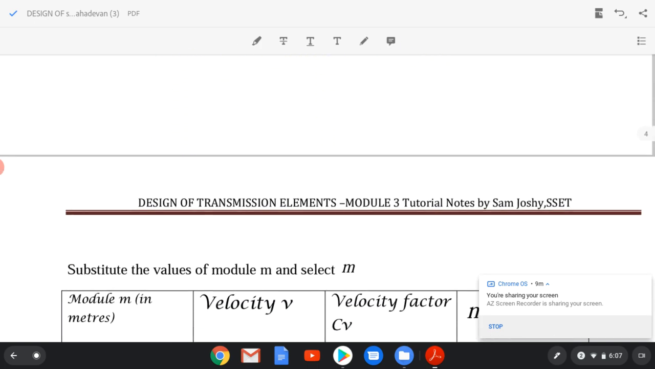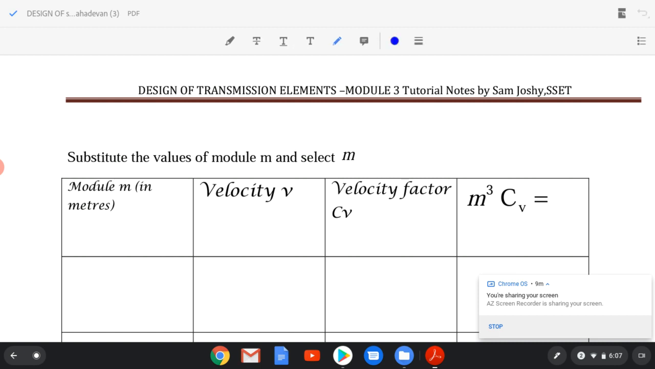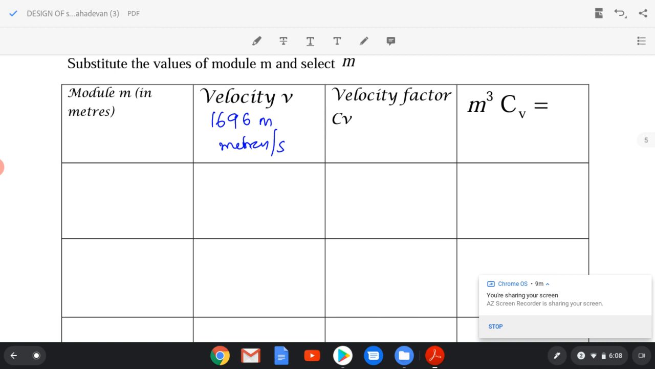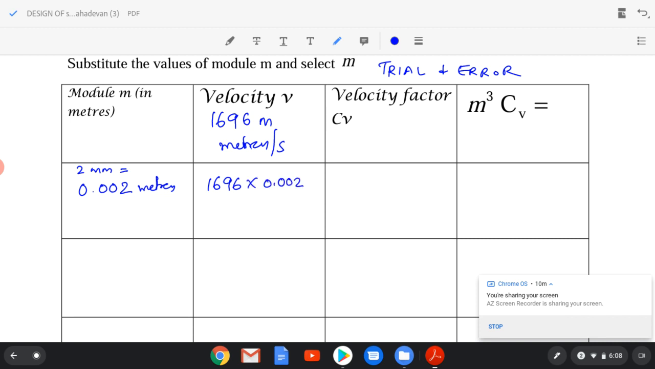Now we have to prepare a table. So our velocity is 1696 m. We need to get the velocity in meters per second, so we substitute module in meters. We do it with the trial and error method. Substitute the initial module equal to 2 mm equal to 0.002 meters. We get the velocity equal to 1696 into 0.002, 3.39 meters per second.